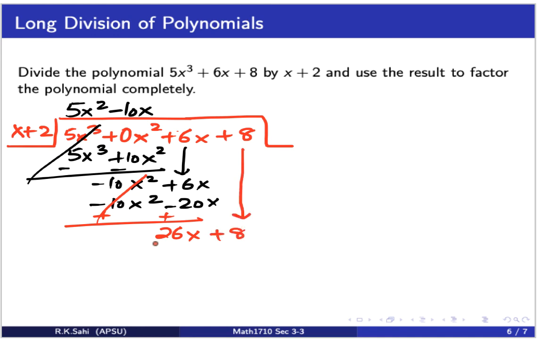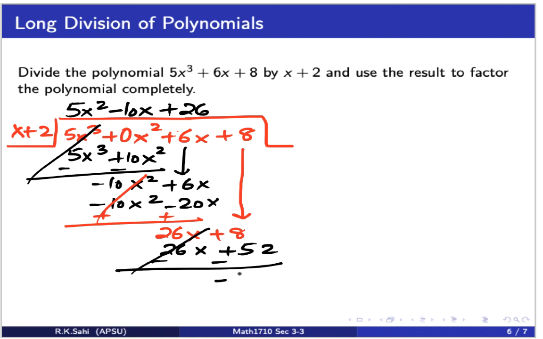Positive 8. Now cancel 26x. So what do we do? Multiply by plus 26. So you have 26x plus 52. Changing the signs. The 26 cancels. We are left with negative 44. Now how do we write this expression?